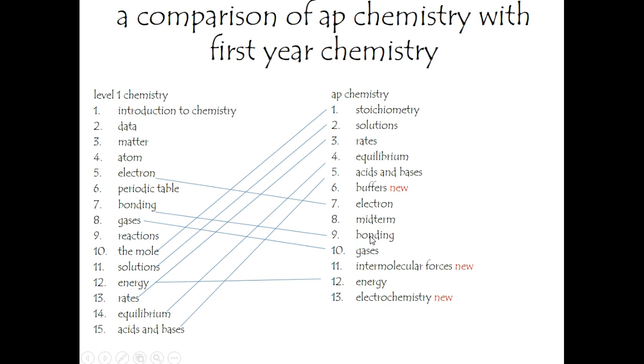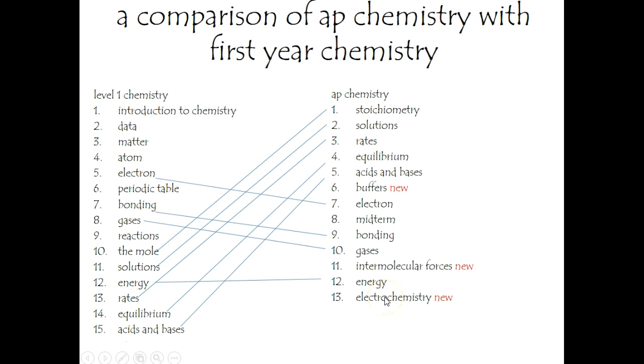Bonding is something you've had before, so this is somewhat review. Gases is something you've had before. Of course, they cover it at a deeper level typically for AP Chemistry. Intermolecular forces does get hit pretty hard, whereas it was covered briefly typically in first year chemistry. Energy you've had before, but this actually is two separate chapters, both thermochemistry and thermodynamics, and the mathematics is certainly deeper than it is for first year chemistry.